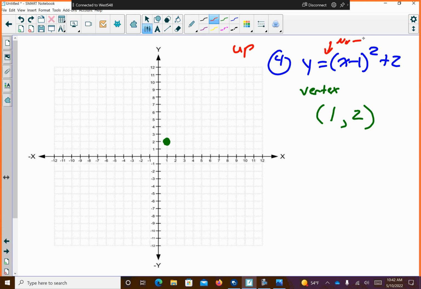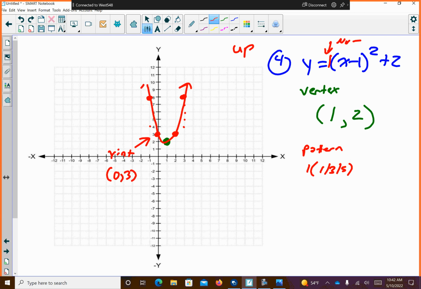So we know that. We can then say, all right, I think I can pattern graph and find more information. So my pattern graph is 1 times 1, 3, 5, because the value right here is a 1. From here, I'm going to go right 1, up 1, left 1, up 1. What did I just find with that dot? The y-intercept. The y-intercept is (0, 3). And then I'm going to go right 1, up 5, left 1, up 5. There's my parabola. And you could easily identify those points. They're right there.